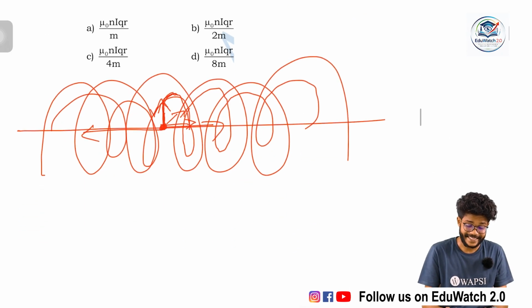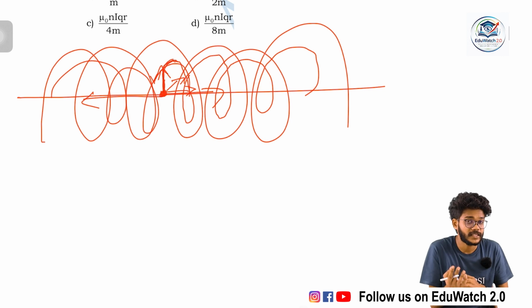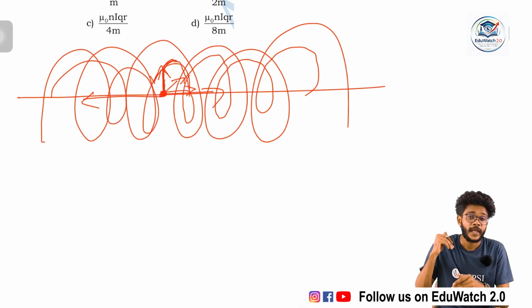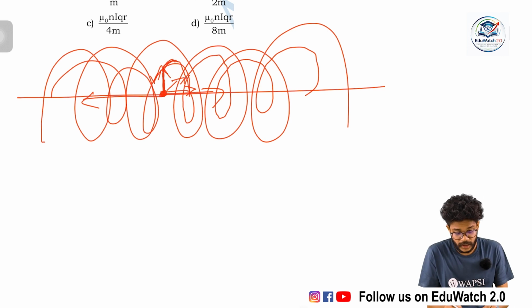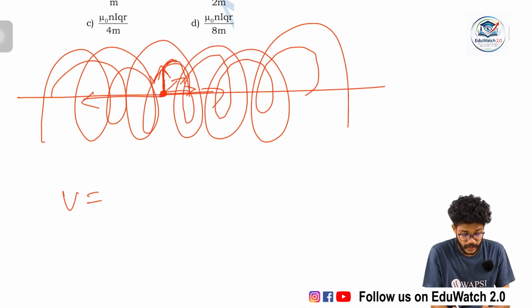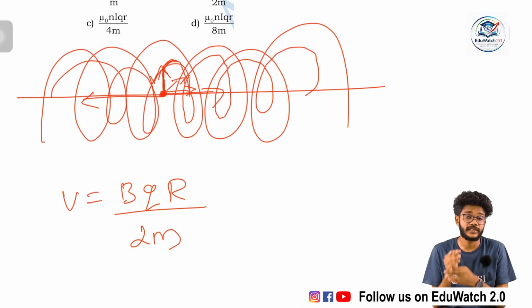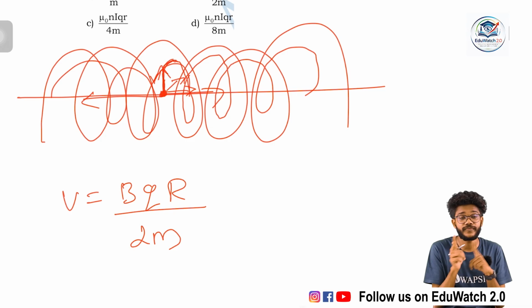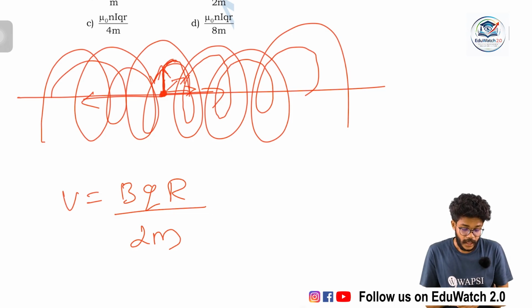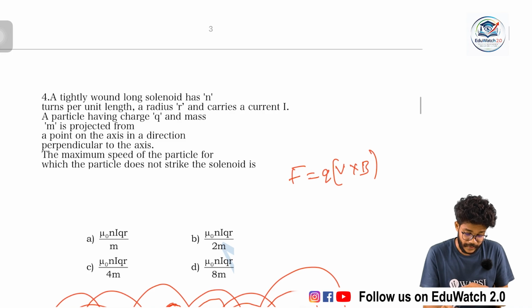So we want to calculate the speed, the velocity. Inside, when a magnetic field is applied to a projected charge, V is equal to BQR by 2m. This equation we already studied from the chapter of the Dees, that means the oscillator using the Dees. But this equation is not given.